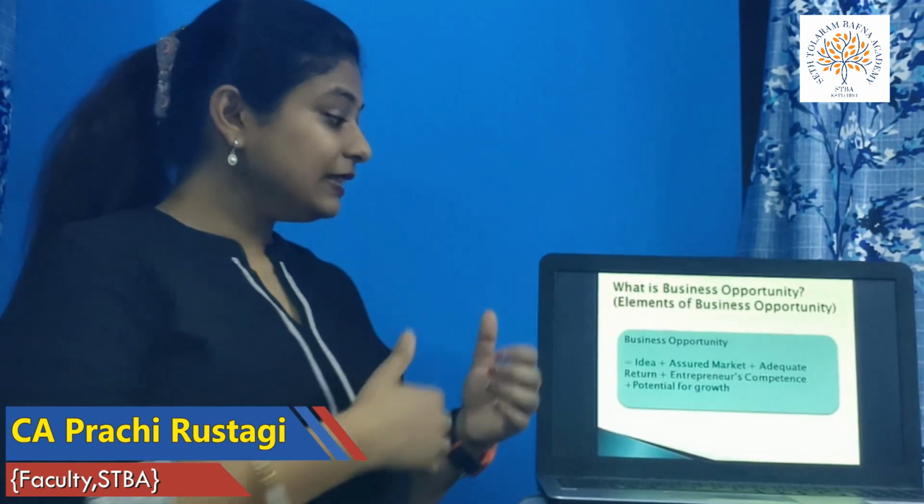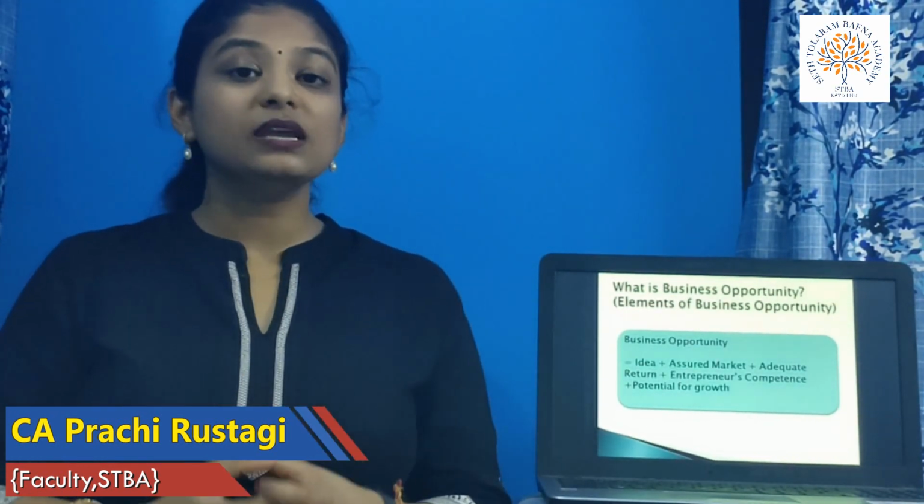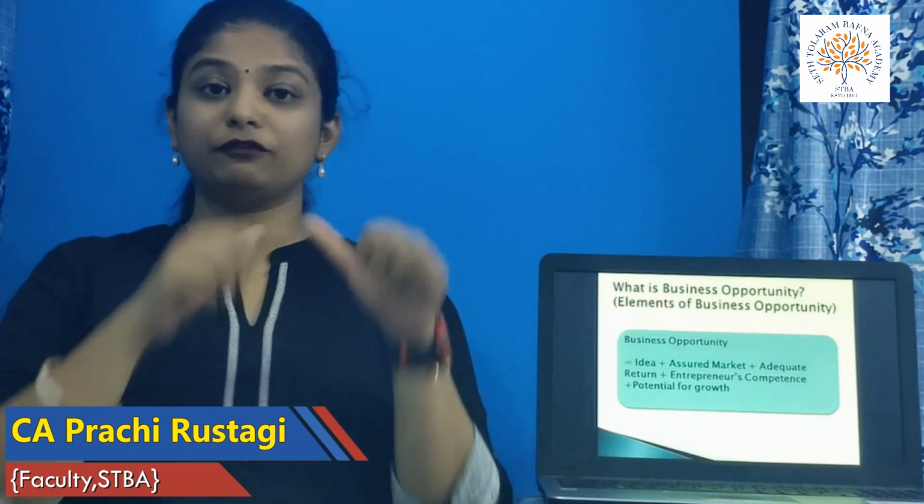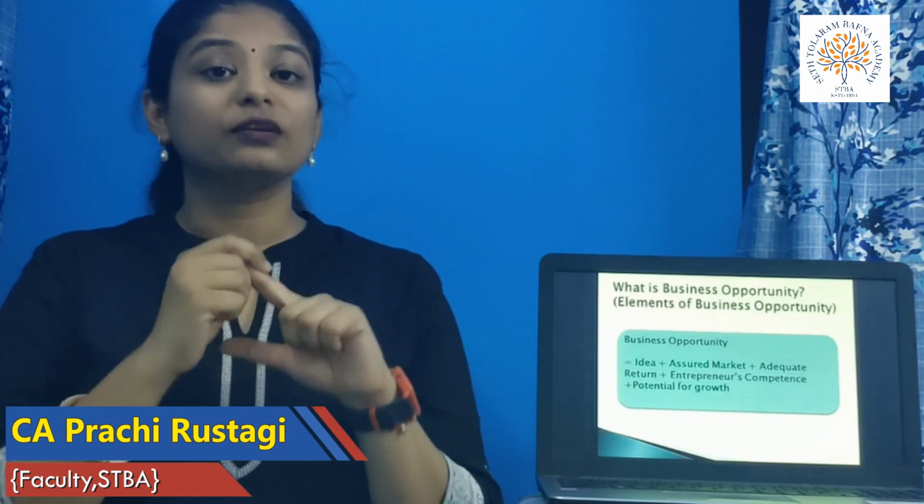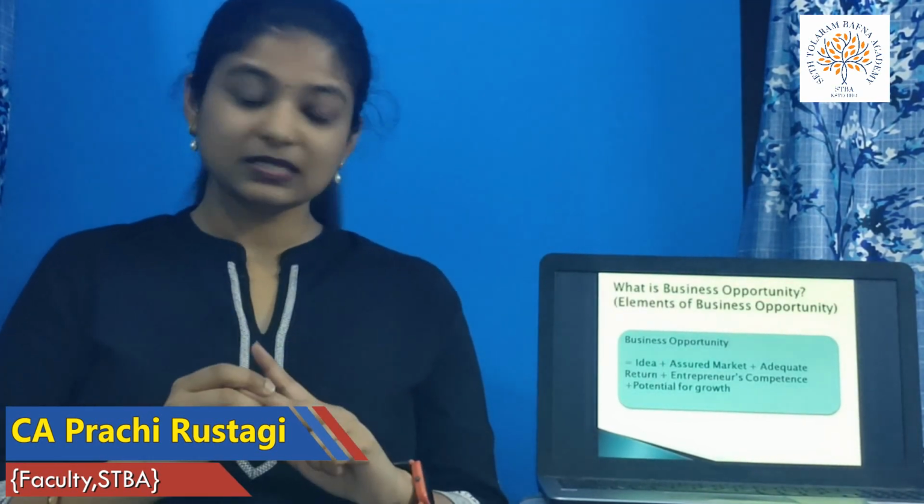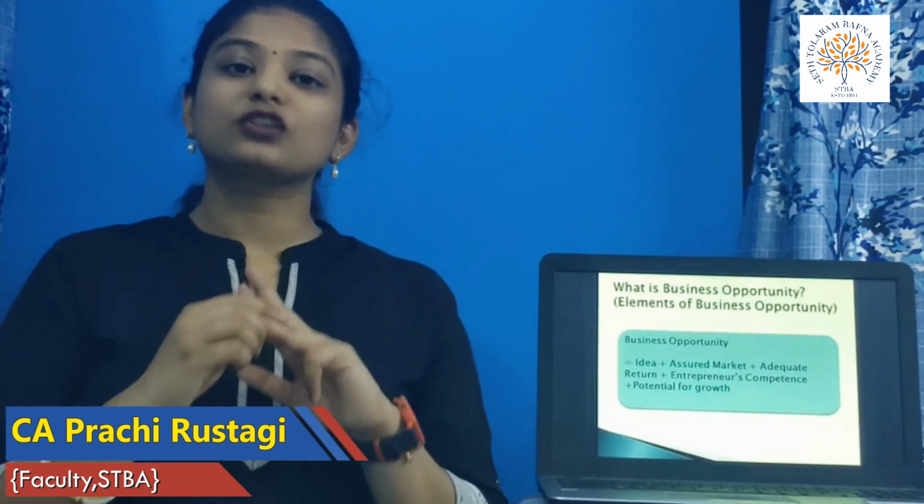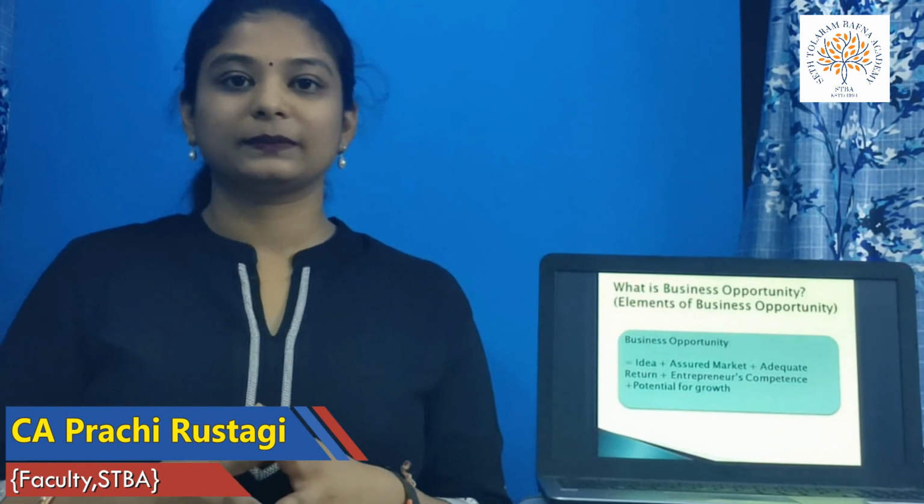So basically, these are the five things which are the elements of a business opportunity. First, you should have an idea. Second, you should have an assured market. Third, you should have adequate returns. Fourth is the entrepreneur's competence. And the last is potential for growth.